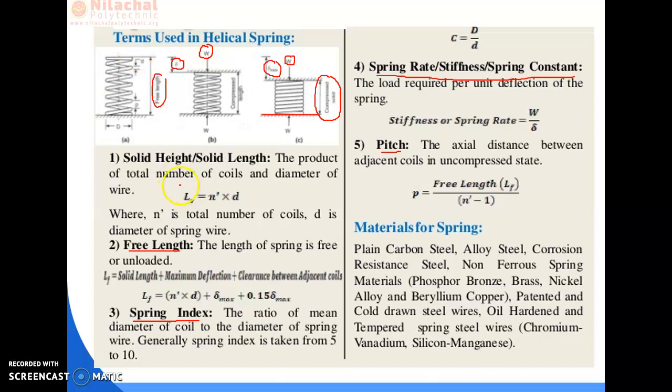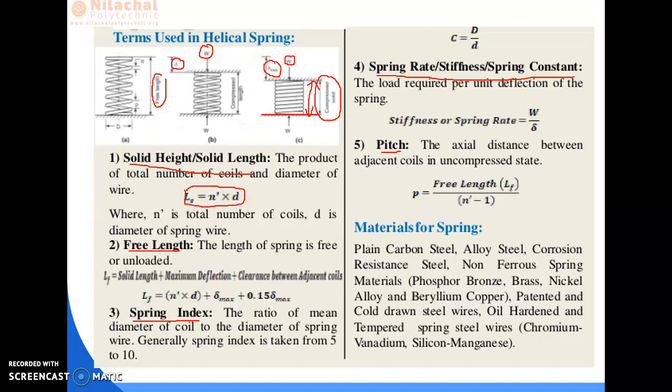Now see what solid length is. In the case of solid length, load is applied upon the spring and all turns are closed with each other. This is the length of the spring obtained, and this length is known as the solid length. If n is the number of turns, then solid length is equal to n times d, where d is the diameter of the wire from which the spring is made.